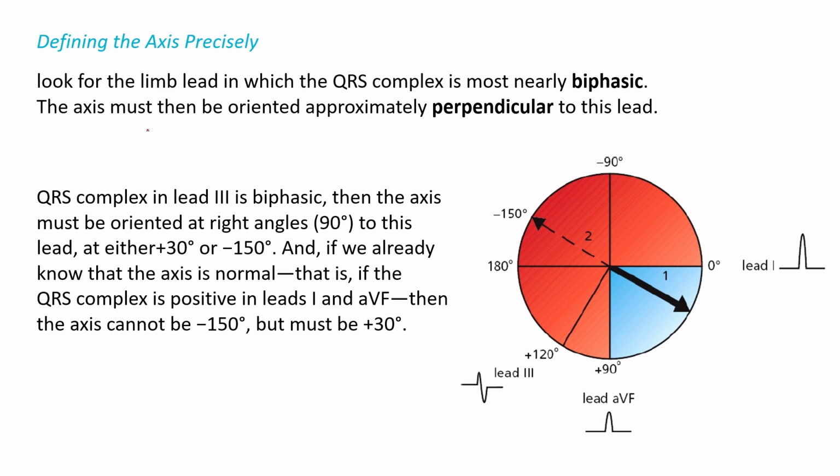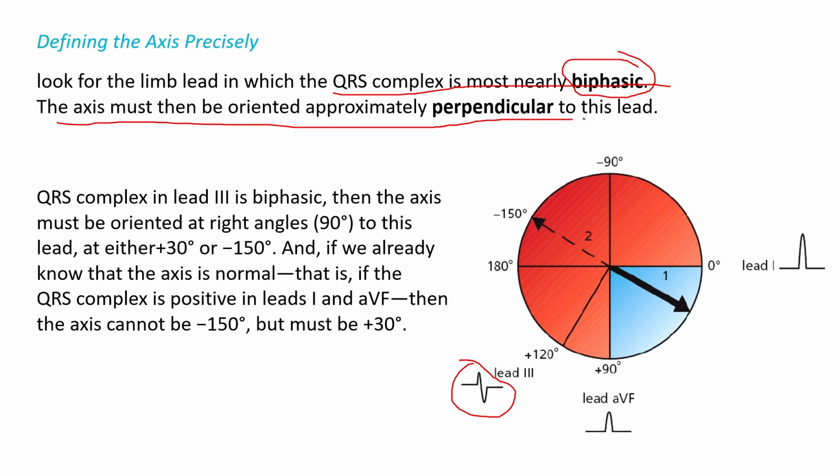And if you want to define the axis precisely, to give angles to it, you will say, for example, it's plus 30, plus 60. You want to know the exact angle, not only saying it's normal or right or left axis deviation. You have to use this criteria. You will take a limb lead, the frontal lead, one of them, in which the QRS complex is most nearly biphasic. Do you know what's biphasic? This is biphasic. Okay? Then the axis must be oriented perpendicularly to this lead.